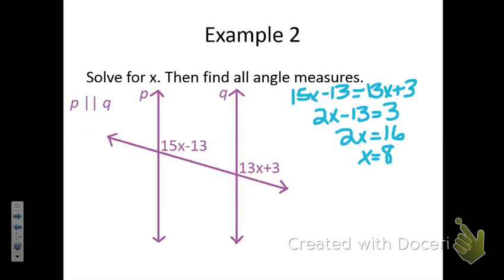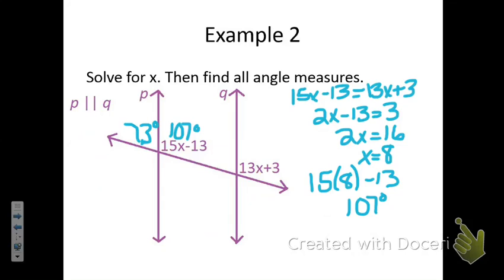So let's plug it back in. You're going to have 15 times 8 minus 13, and what do I get? 107 degrees. So that's this angle. What would this one be beside it? 73. How do you know? Yep, they have to equal 180. What about the one below the 73? 107, and the one beside it? 73. Okay. What about my angle 13x plus 3?